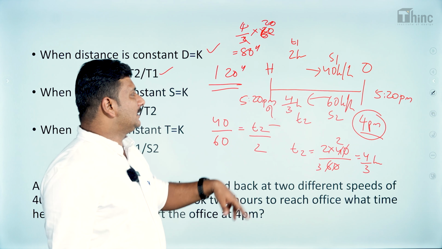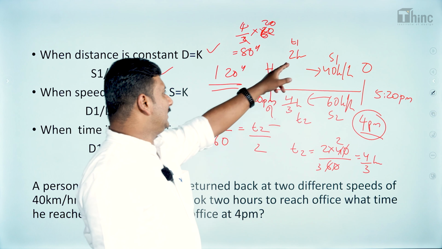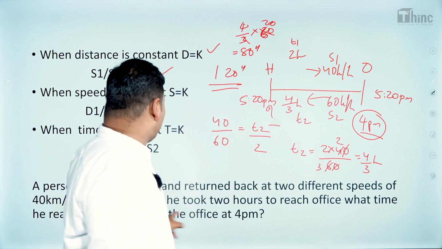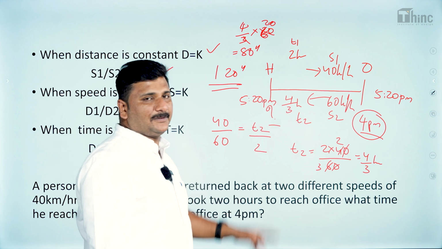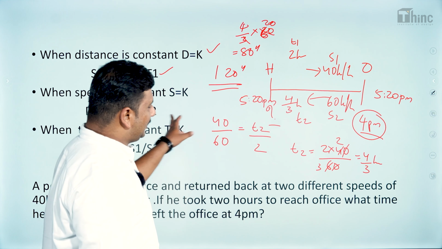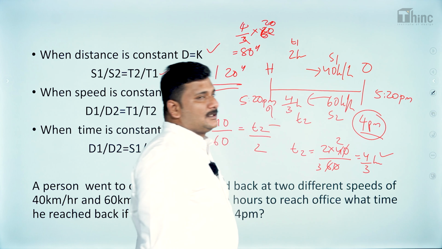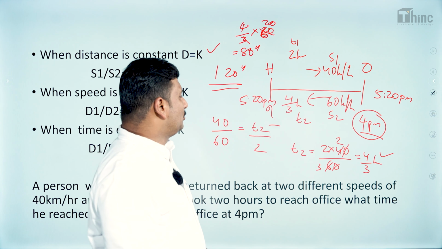So 40 and 60. And T2 is what we need to find out. How much time will he take to return back? And towards office he took 2 hours. So T2 is what is missing. T1 we already know, that is 2 hours. So we can cross multiply. So we'll get T2 as 4 by 3 hours. So 4 by 3 hours is what he takes to move back.